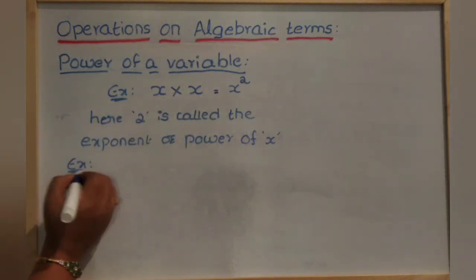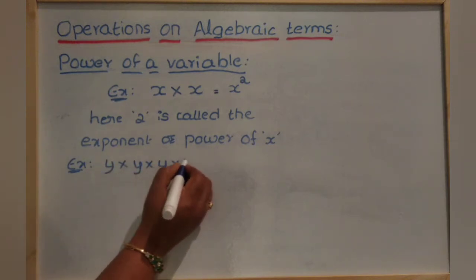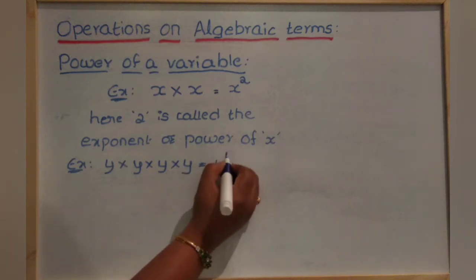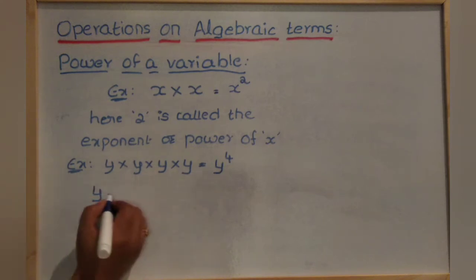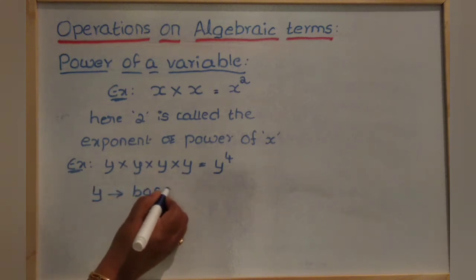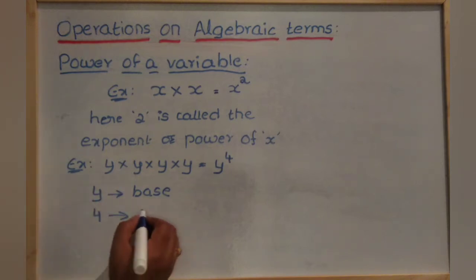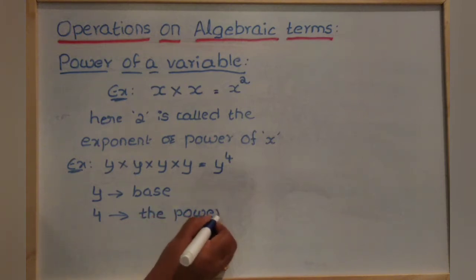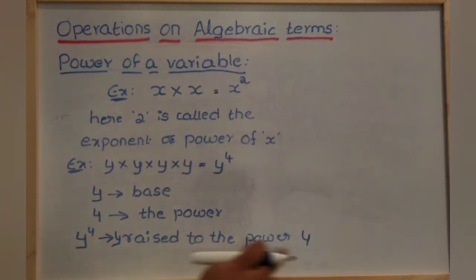Consider one more example. y into y into y into y is written as y to the power 4. y is called the base and 4 is the power. Here y to the power 4 is called y raised to the power 4.